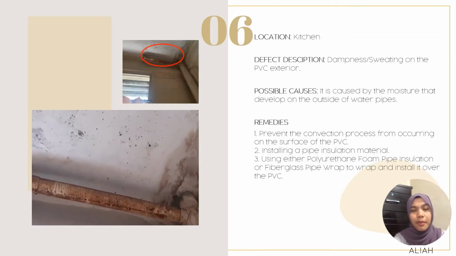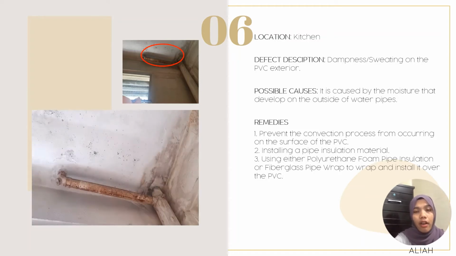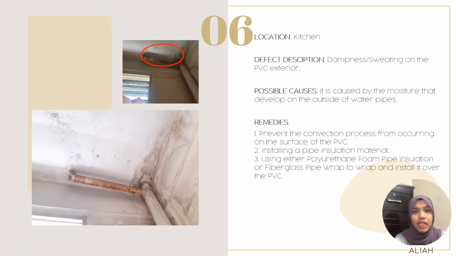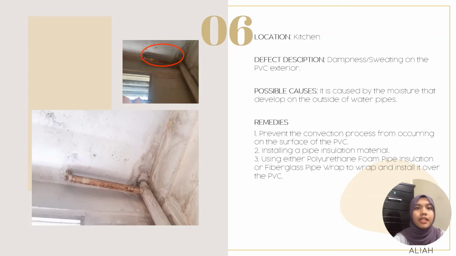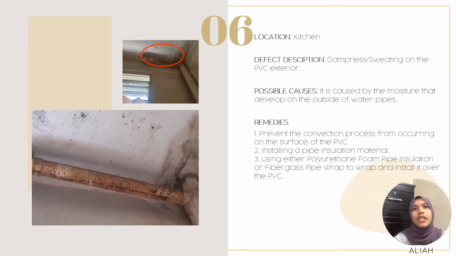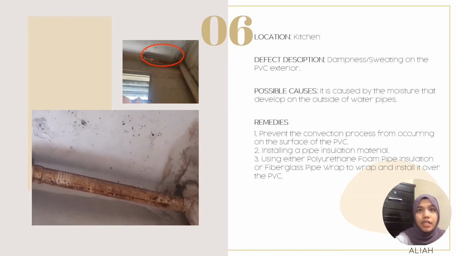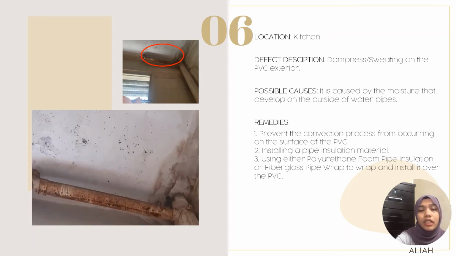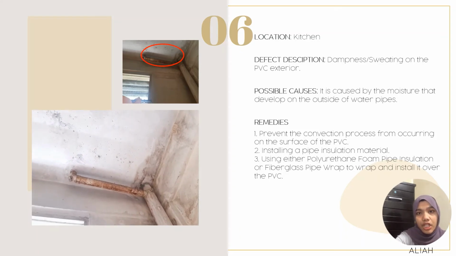My name is Alia Maisara Berjalani and I'm going to continue explaining the defects of this property. So the next defect is located at the kitchen. The element is a PVC pipe. The defect description is dampness and sweating on the PVC exterior. The possible cause of this defect is moisture that develops on the outside of the PVC pipes, and the water on the outside of a damp pipe is actually condensation.